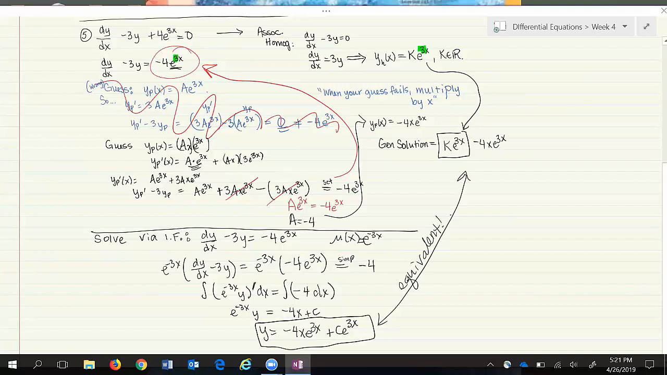And if it turned out that your right-hand side was like x squared e^(3x) or something, you just always multiply by an extra power of x. So those are two examples of how this might work. And I'll create a couple more video solutions later on.